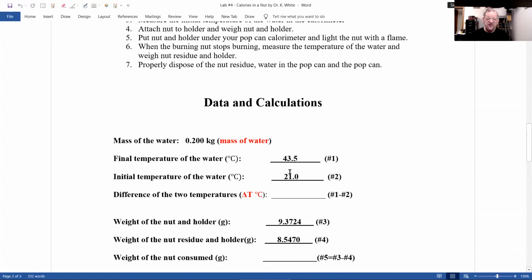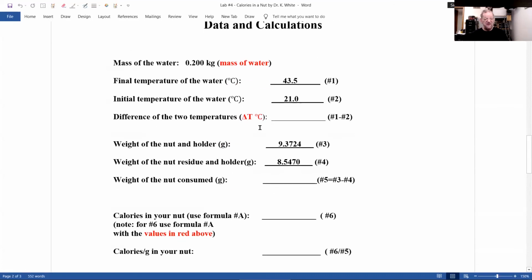Here's your initial temperature. Here's your final temperature. You've got to figure out delta T. That's 1 minus 2. I think you could do that. Next, you would have measured the initial weight. And the way we do it, we have a holder. So you get that weight. Then afterward, you'd have the weight of the holder and the residual. And the difference is the weight consumed, 5.